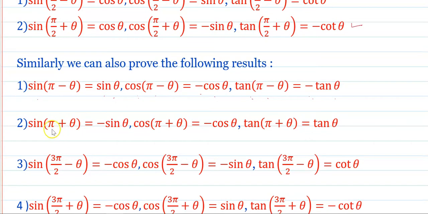And again, whenever there is an integral multiple of pi plus theta or minus theta, the function remains as it is. So here sin stays sin, but sin in the third quadrant is negative and hence sin of pi plus theta is minus sin theta.